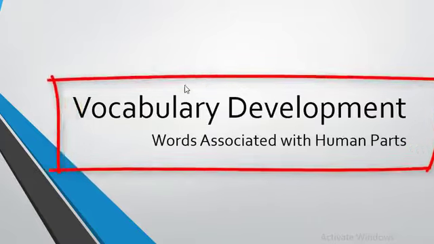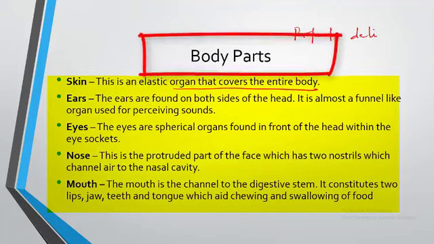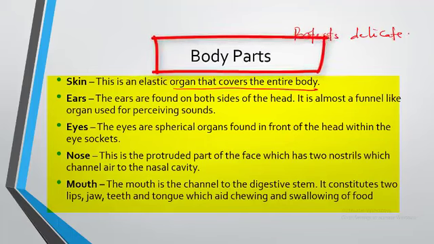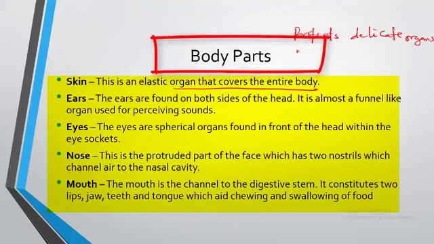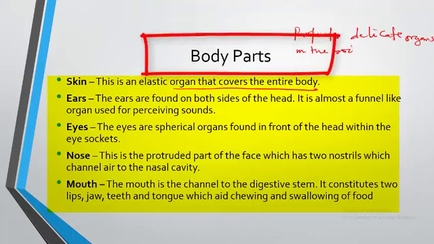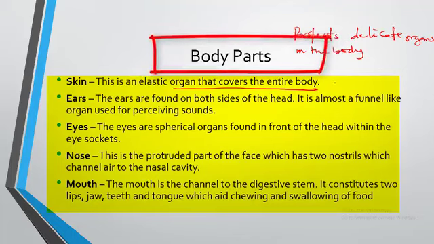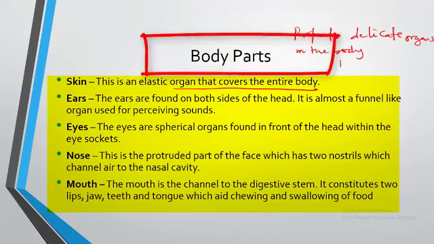So when we say the skin, you have human skin. The skin is the organ that covers your entire body. The skin protects delicate organs in the body. So the skin is like a covering. It covers your bones. So the only reason why we don't see your bones is because you have the skin, right?